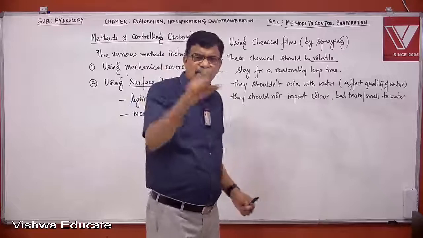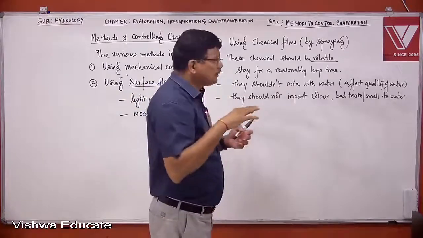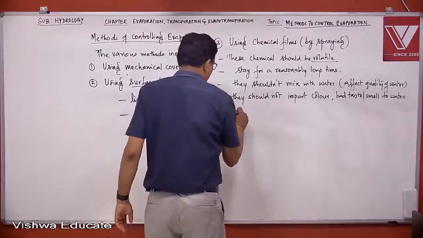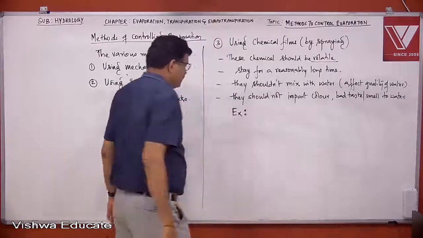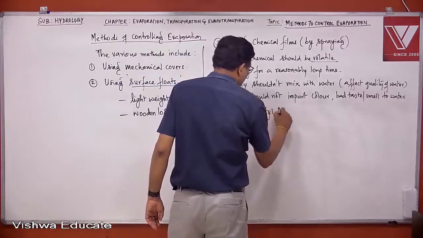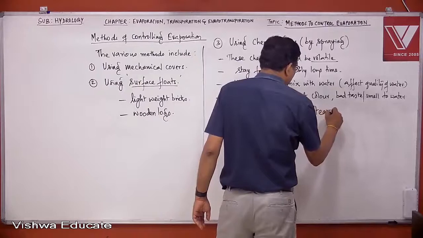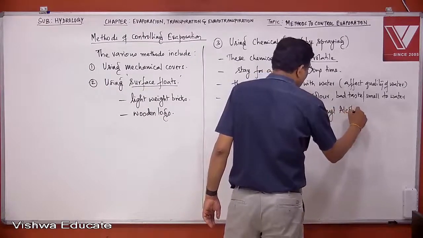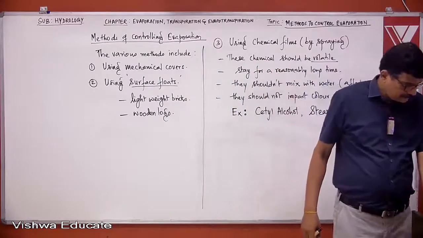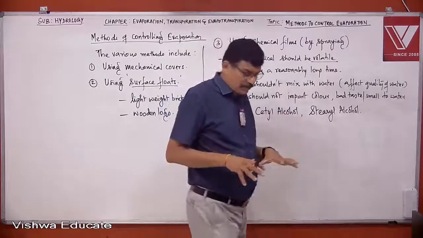Now they are simply sprayed over the whole water body. That becomes a film which acts as a barrier for evaporation. The various such chemicals that might be sprayed include the most common cetyl alcohol, or the other one is the stearyl alcohol. So such chemicals can be used. These are called as evaporation suppressors or inhibitors.